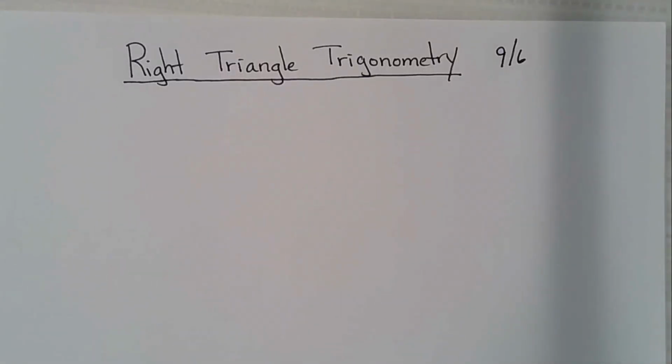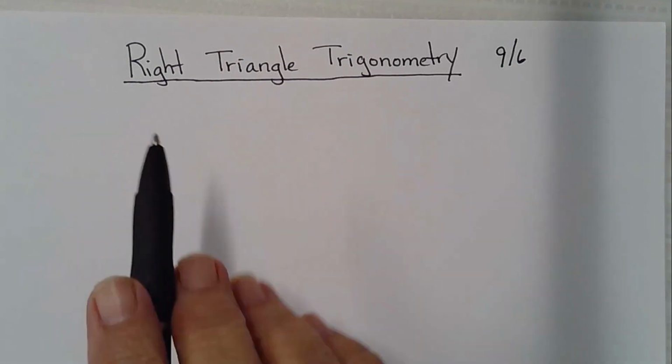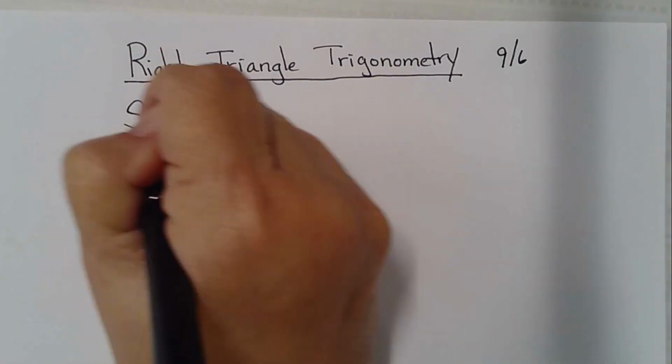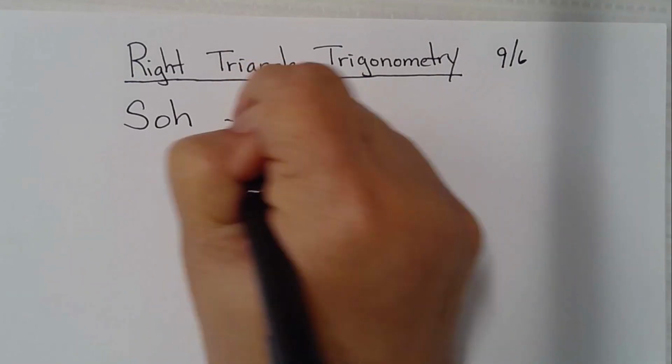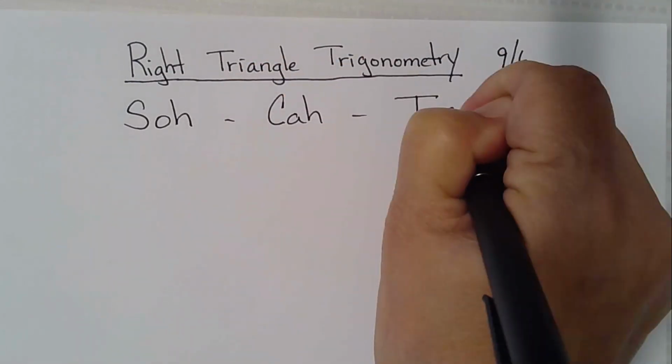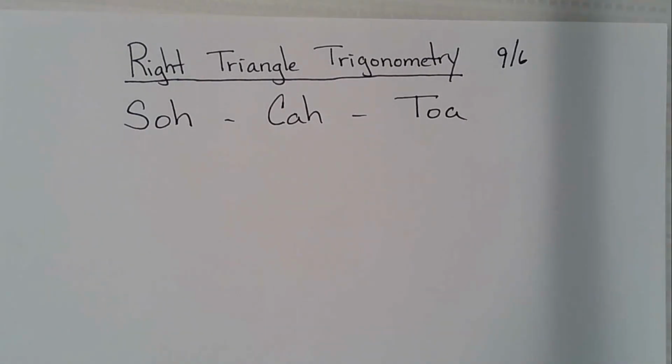All right, so when we're doing right triangle trigonometry, one thing to remember is this only applies to right triangles. If there's no 90-degree angle, then none of this applies. So we use this acronym, SOHCAHTOA. SOHCAHTOA is not a word, it's an acronym to help us remember what to do.